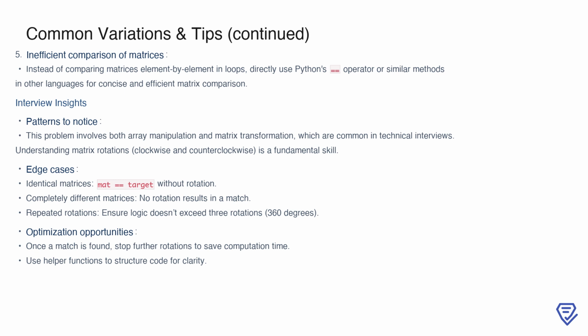Now, thinking about interviews, this problem is a great example of combining array manipulation with matrix transformations, which are common themes in technical interviews. You should be comfortable with rotating matrices both clockwise and counterclockwise, as these are fundamental operations. Pay special attention to edge cases, such as when mat is identical to target without any rotation, or when no rotation can make the matrices match. It's also worth noting that you only need to try up to 3 rotations, since the fourth would return the matrix to its original position. To optimize your solution, stop as soon as a match is found. There's no need to check further rotations. Using helper functions can also make your code clearer and easier to debug.